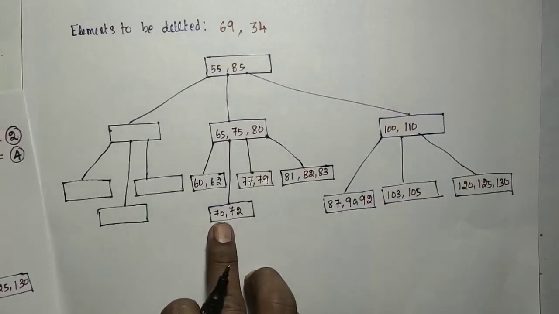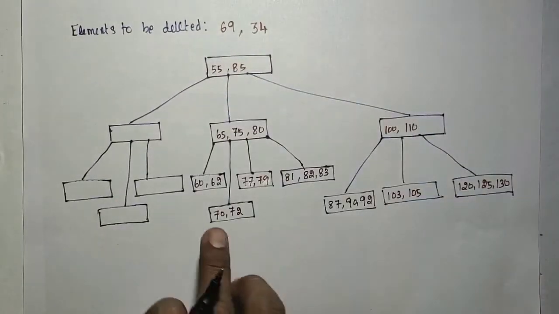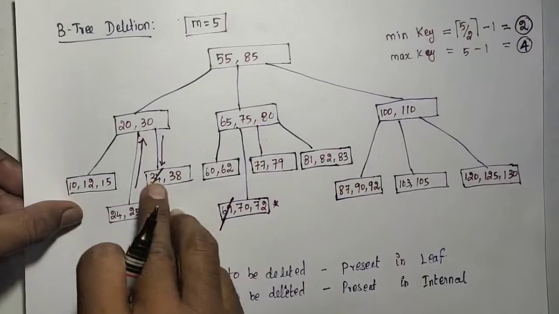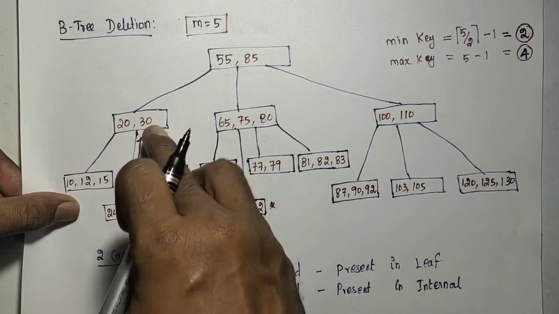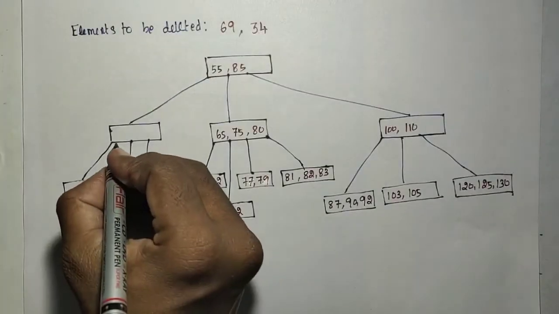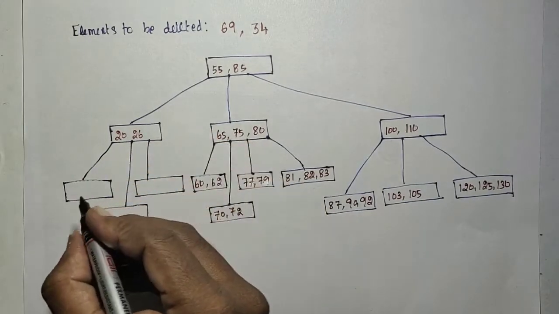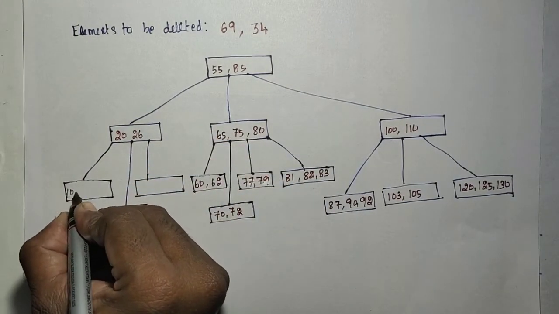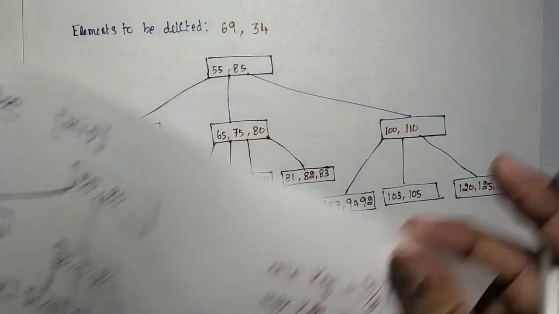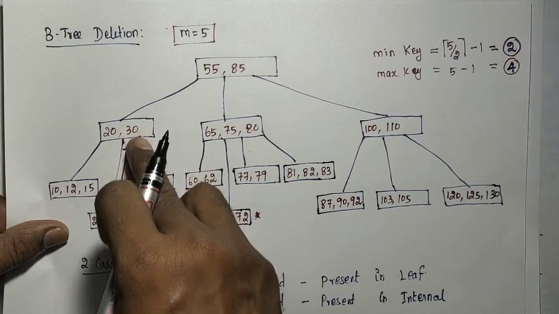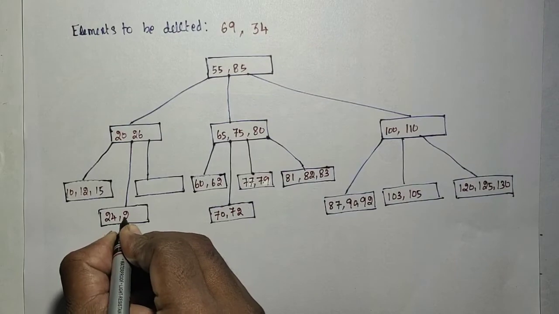after deleting that 69, it is having 70 and 72 alone. There is no change on this side, except this. But after deleting the 34, here that node will become 20 and 26, not 30. So 20 and 26. No change in this left side, 10, 12 and 15. In between 20 and 26, now the 26 is moved, so only 24 and 25.